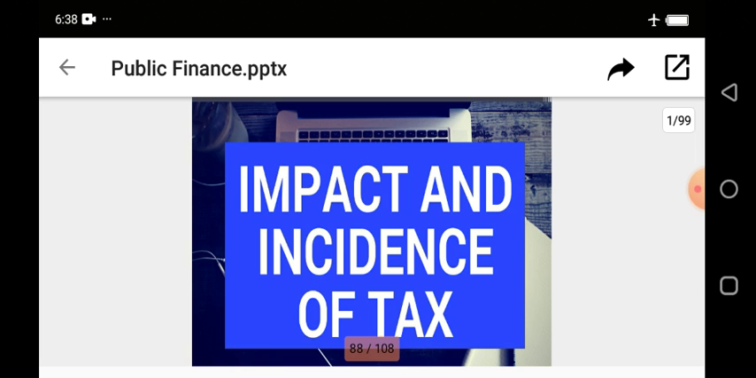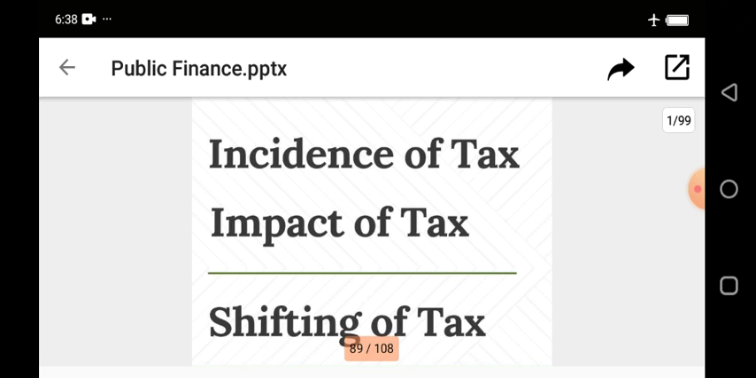Today, we'll be continuing our topic on public finance. Under public finance, we've looked at the topic of taxation. Today, we'll be looking at incidence of taxation. The impact and incidence of tax is what we'll be looking at today. I want you to pay attention to this topic, and I don't want you to miss any of the key points.